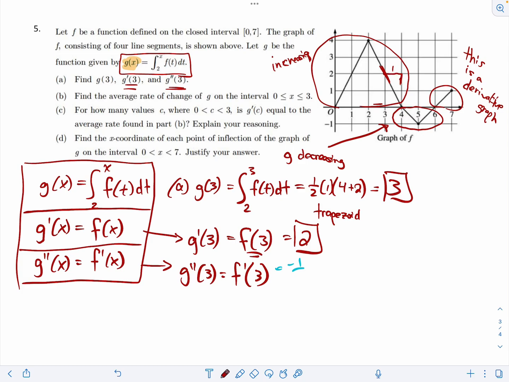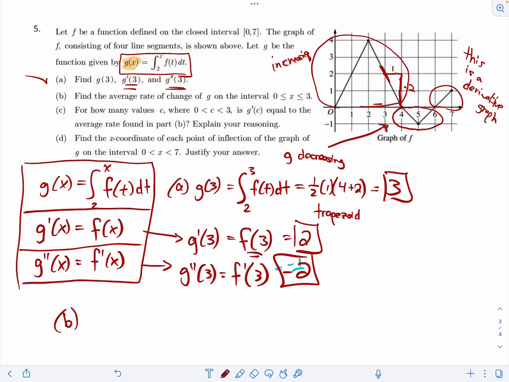Oh, I see. It's over 1, down 2. What am I thinking? That is -2. Woo! -2. Over 1 and down 2. Okay, part A, checked. Find the average rate of change of G on the interval.